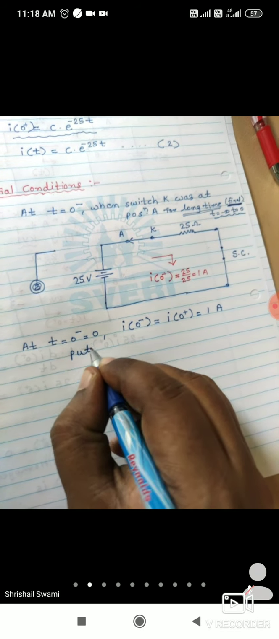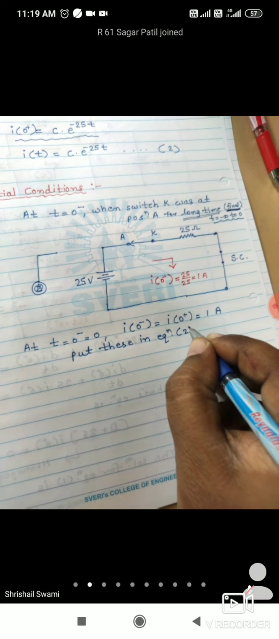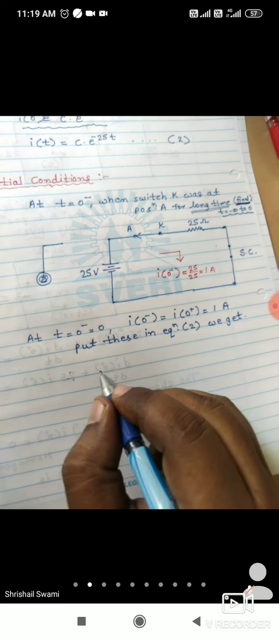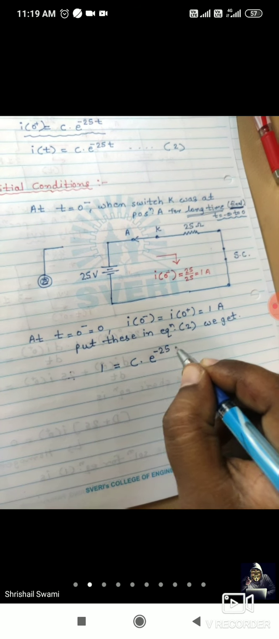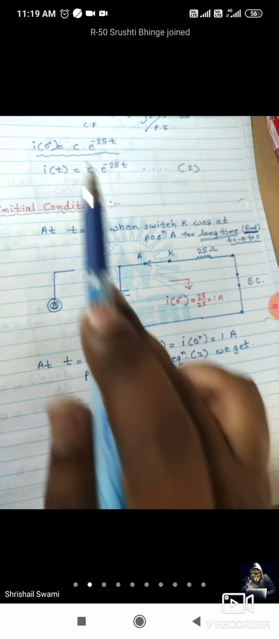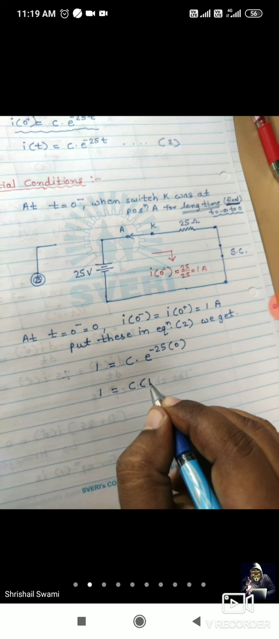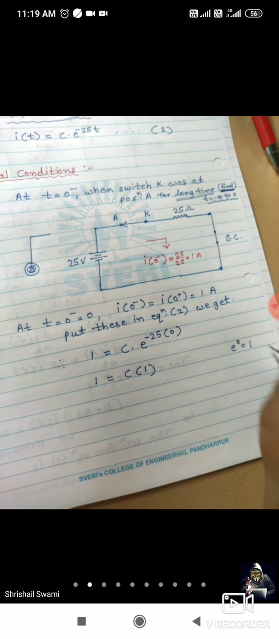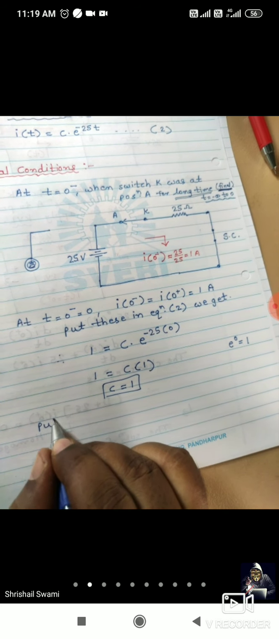So put these in equation number 2, we get I of t, that is current, 1 ampere, is equal to C into e raised to minus 25 into 0. So t is replaced by 0 and current is replaced by 1. So 1 is equal to C into 1. e raised to 0 is 1, you can write. So C value is 1.